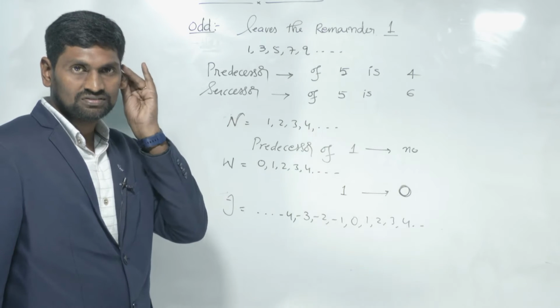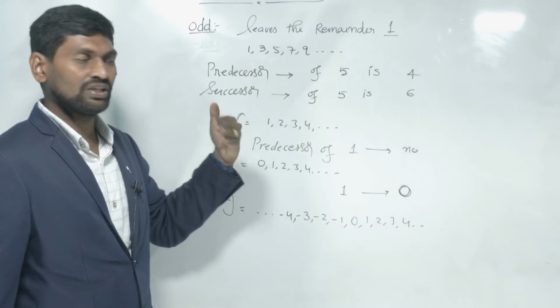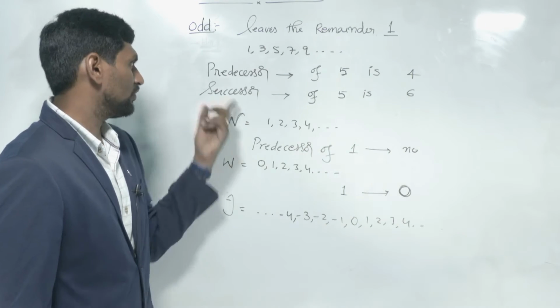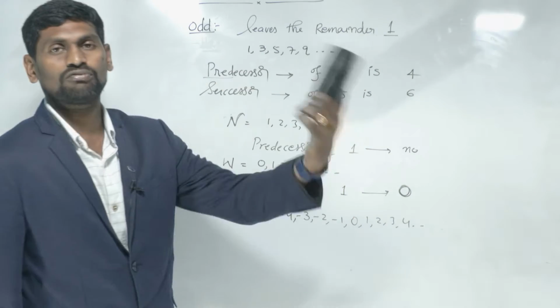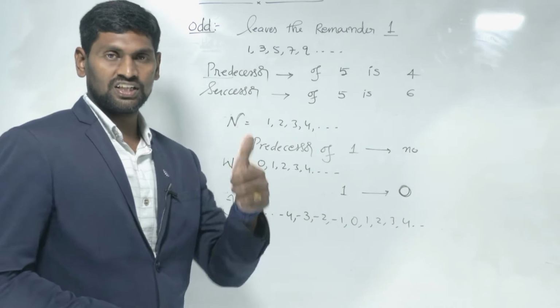So successor and predecessor: immediately after the number, immediately before the number. Pre means before, so predecessor is before the number. Successor is after. Clear, children?